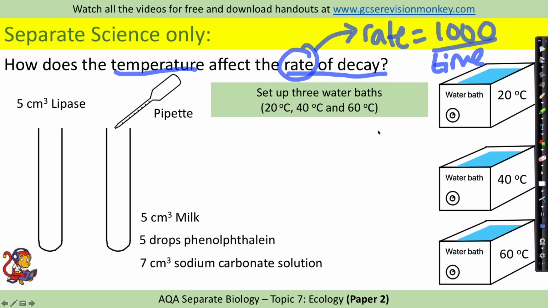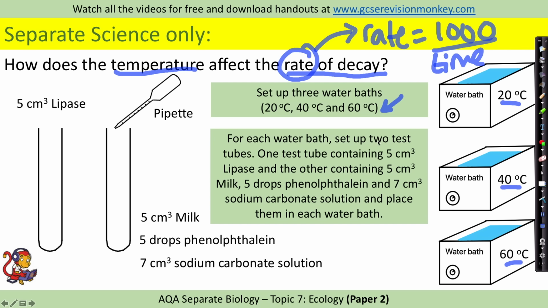We're going to set up 3 water baths, and I've just suggested these temperatures. It doesn't matter which ones you suggest. So we've got one of 20, 40 and 60 degrees. If you wanted to have a cooler temperature as well, you may well set up some water in a fridge or some water with some ice in it to have a look at colder temperatures as well. But I'm going to look at one where we set up 3 water baths, and then for each water bath we need to set up 2 test tubes, or you can use boiling tubes, either is fine.